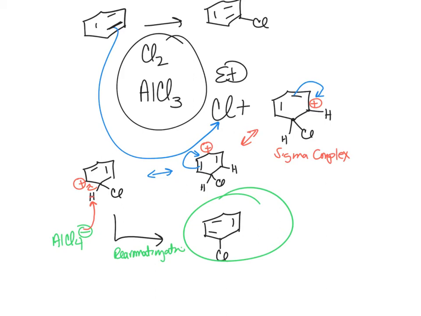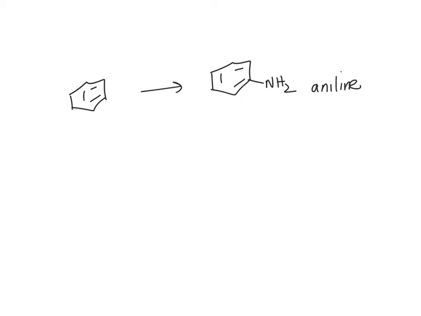Let's go on to the next question. Okay, once again, you're going to have to do a reaction sequence. Okay, so we're starting with benzene, and we're going to make this compound, and this compound is called aniline. Okay, so it's called aniline. Now, how do you make that?